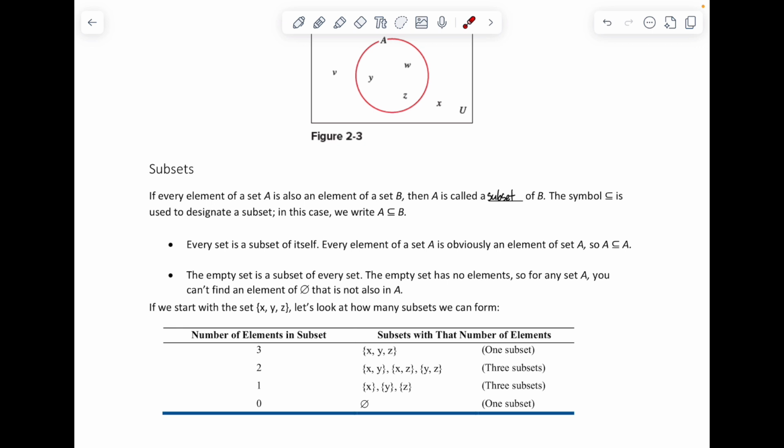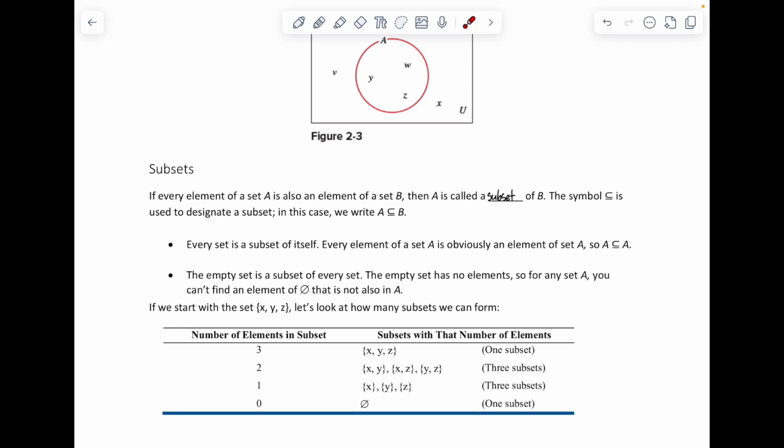It's also true that the empty set is considered a subset of every set. The empty set has no elements, right? So we could say for any set A, you cannot find an element of the empty set that is not also in set A, right? So for this reason, the empty set is considered a subset of every set.